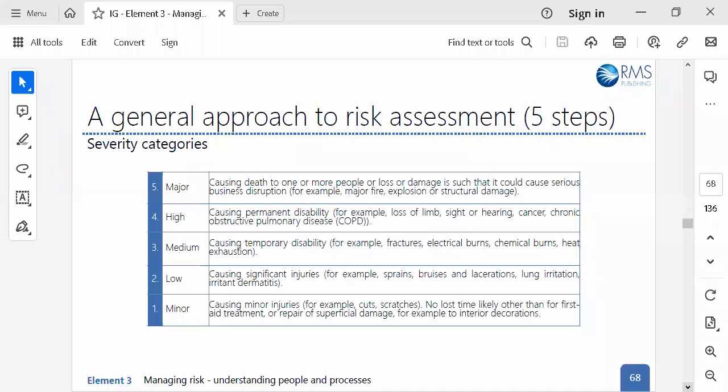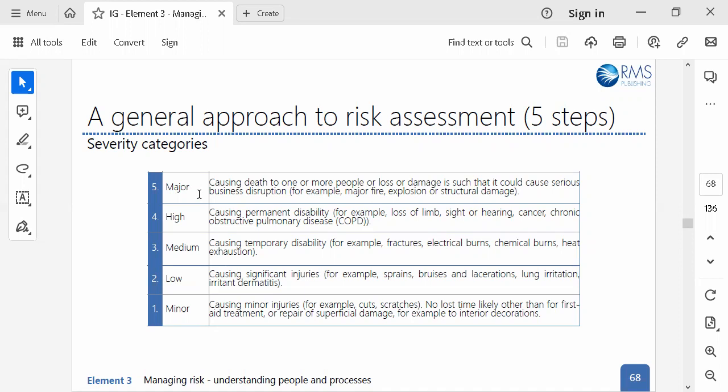Then severity category. One, minor, causing minor injury, for example, cuts, scratches, no lost time likely other than for first aid treatment, or repair or superficial damage, for example, to interior deteriorations. Two, low, causing significant injuries, for example, sprains, bruises, or lacerations, lung irritations, irritant dermatitis. And third category, we will give medium, causing temporary disability, for example, fractures, electrical burns, chemical burns, heat exhaustion.